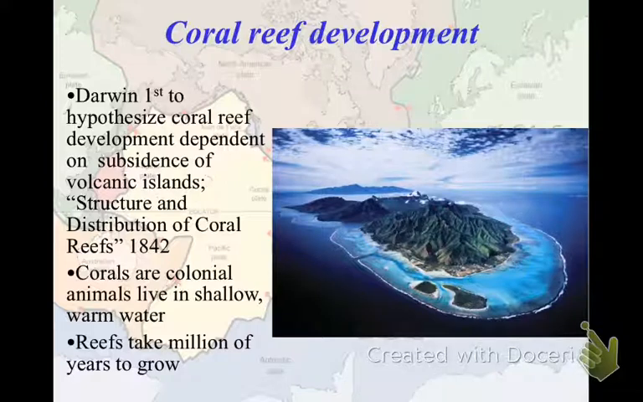So just to remember, corals are colonial animals. They're in the jellyfish family, and they need shallow, warm water. This is because the vast majority of them have photosynthetic algae that live within their tissues. And these reefs take millions of years to grow. So things to keep in mind as we move forward.